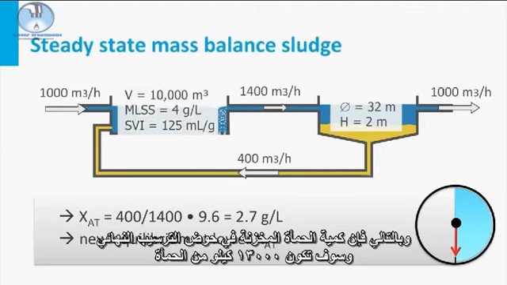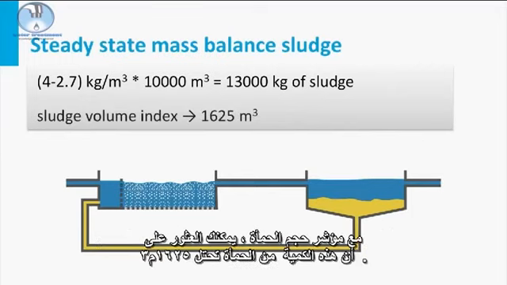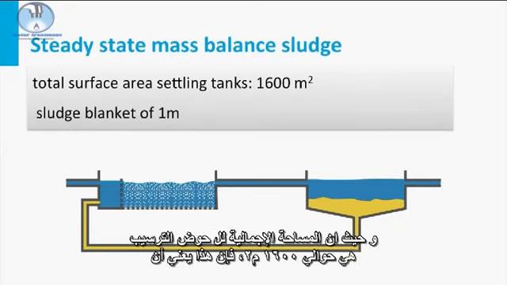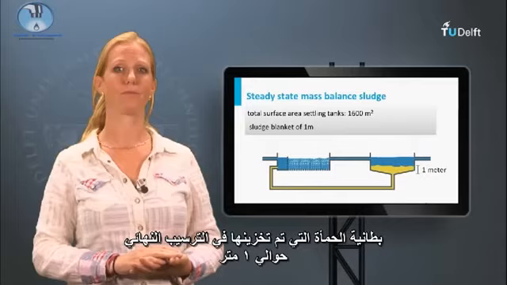So the amount of sludge stored in the final clarifier will be 13,000 kilograms of sludge. With the sludge volume index you can find that this amount of sludge will take 1625 cubic meters. Since the total surface area of the 2 settling tanks is around 1600 square meters, this would mean that the sludge blanket that is stored in the final clarifier is approximately 1 meter.